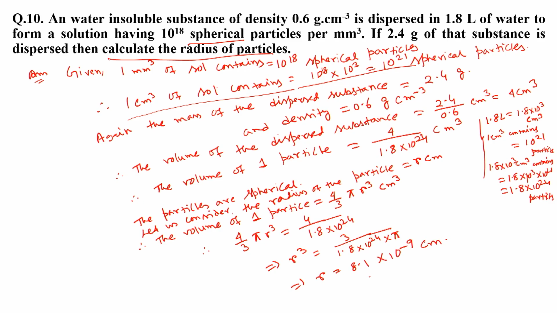Okay. So therefore, the radius of the particle is 8.1 times 10 raised to the minus 9 centimeter.